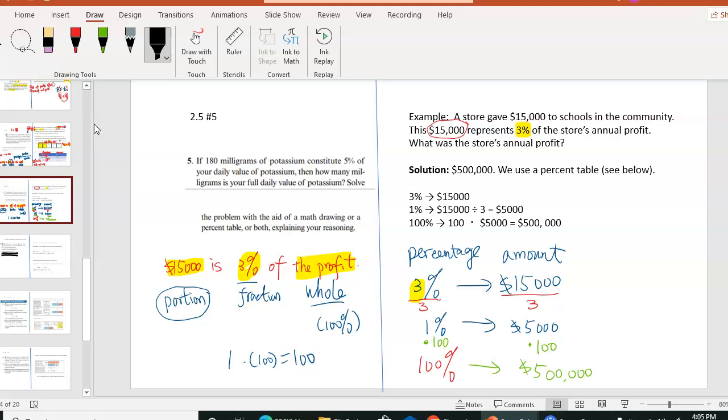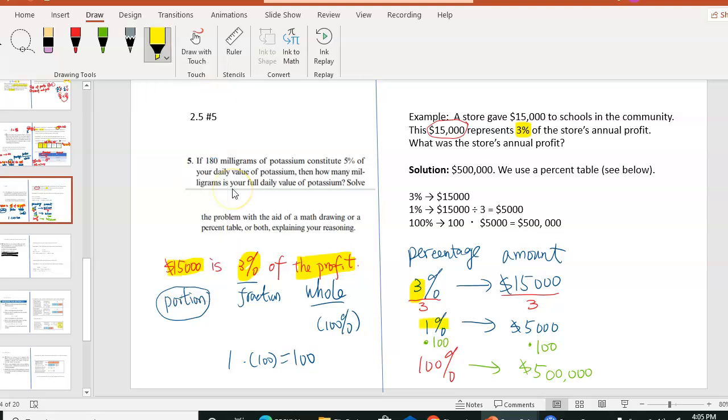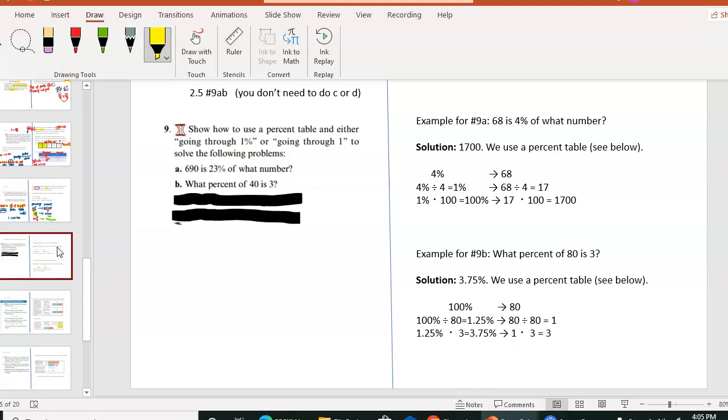If you want to get 80 from 1, you multiply by 80. If you want to get 79, you just multiply by 79. So that's why we call this method going through 1. Because we turn whatever percent, 3% and 29% to a 1%, and then turn that 1% to any percentage we want. So let's look at my examples.